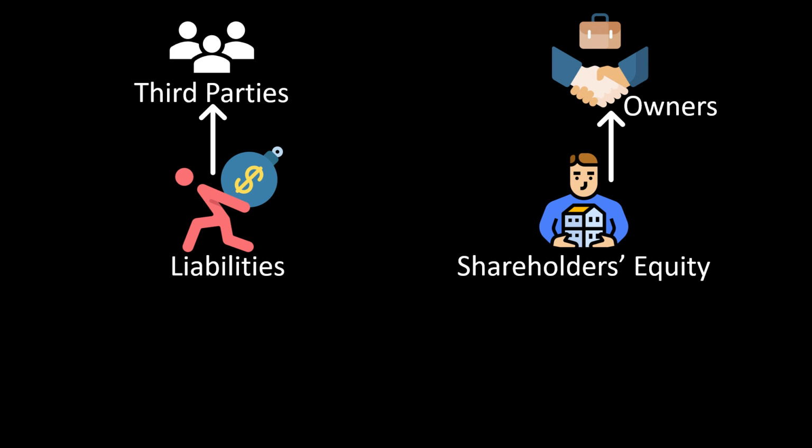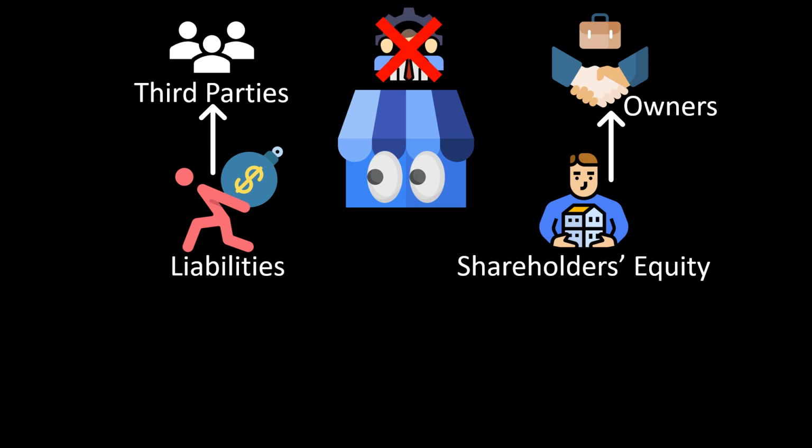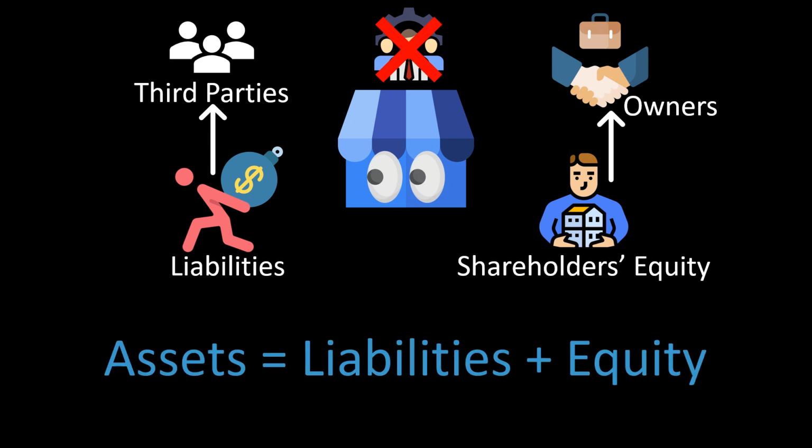If this doesn't make sense, remember that the balance sheet is from the perspective of the company itself, not the people who work for or own it. The balance sheet is called that because it is meant to always be in balance, thanks to the accounting equation: assets equals liabilities plus shareholders' equity.